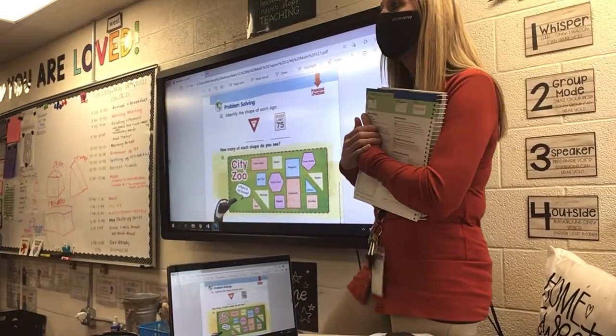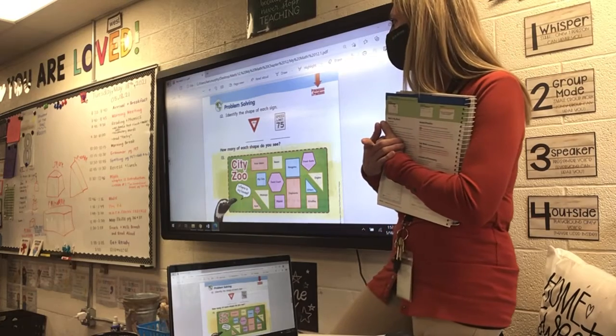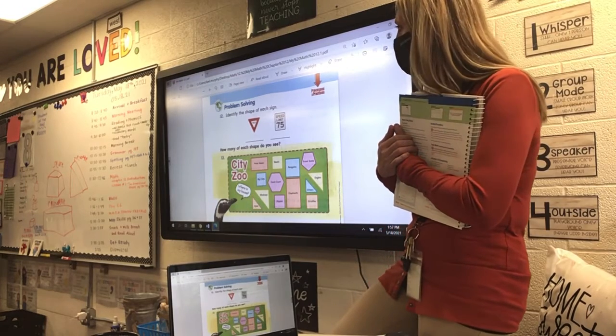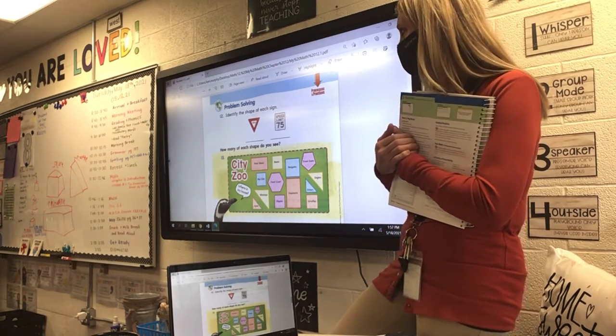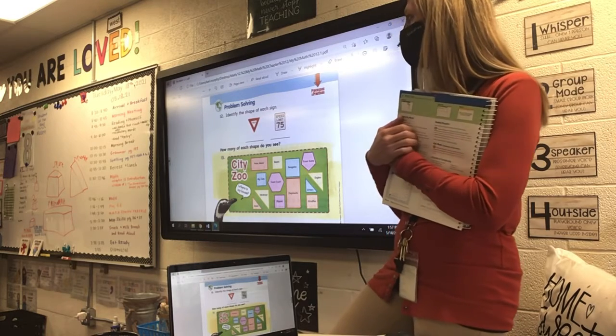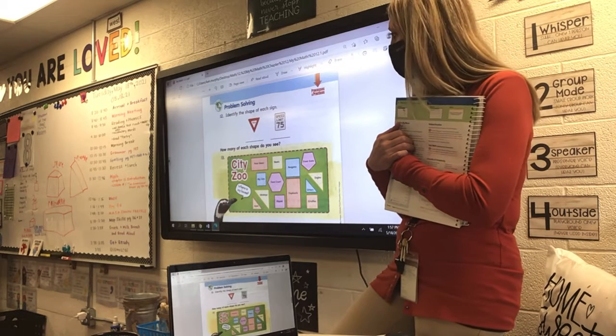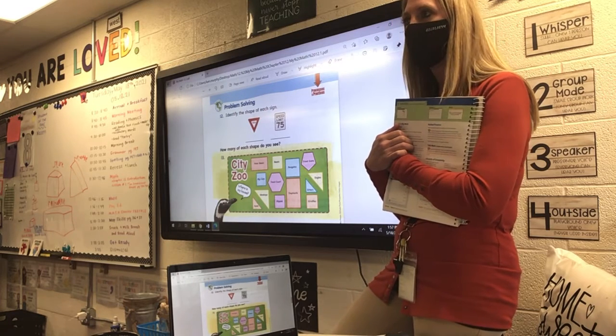So we're gonna do the independent practice in a minute, but I want us to do this fun little problem solving activity. So we have to identify the shapes of each sign. These are actually signs that you guys will see probably when you're riding with your mom and dad. So look at the first sign.